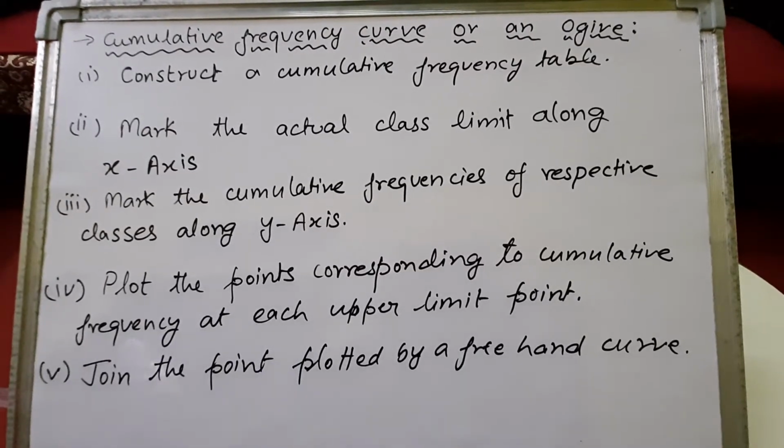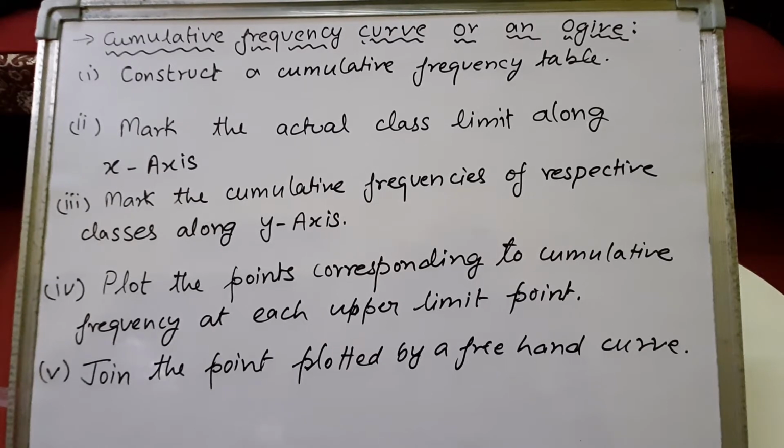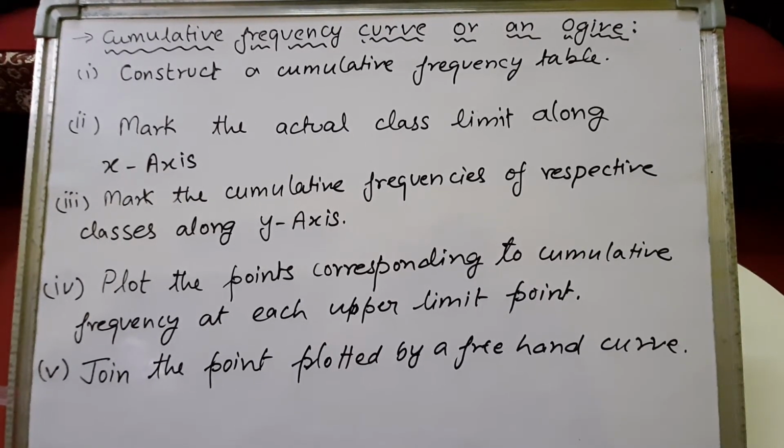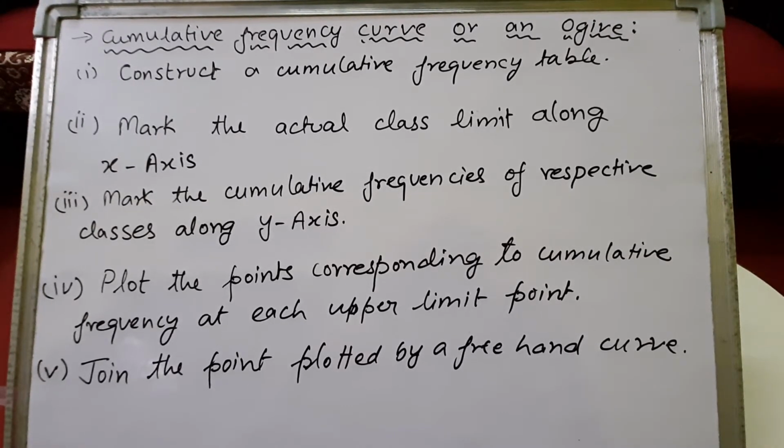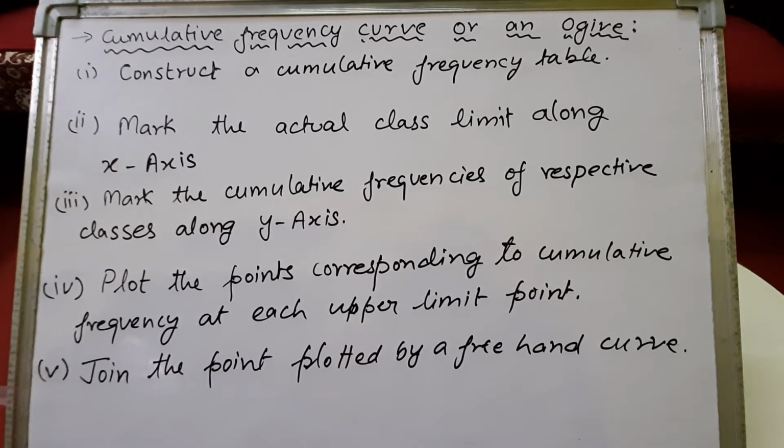Now children, we will be discussing the cumulative frequency curve, or ogive, right? These are the few steps that we need to remember when we are drawing a cumulative frequency curve. The first thing that we have to do is to construct the cumulative frequency table. In general, the cumulative frequency is not given in the question. We have to construct the cumulative frequency table and find the cumulative frequency for every class interval, right?